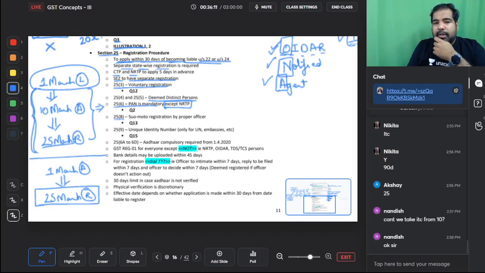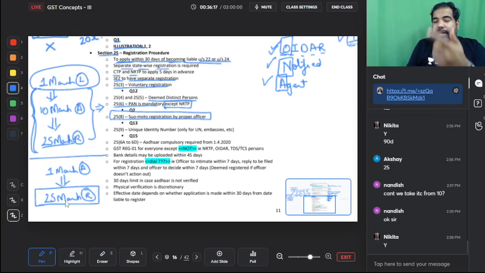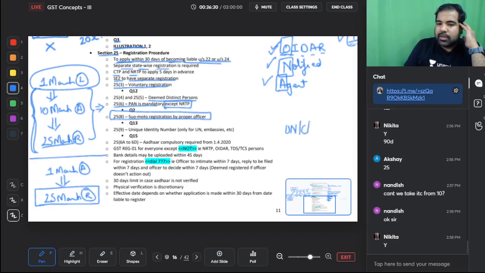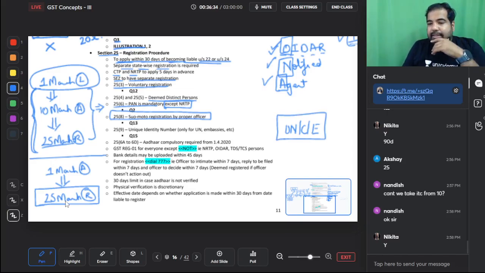Very important. Can the officer also register you? Yes, guys. If the officer feels you need registration and you're not registering, he can also give you registration. If you agree with it, confirm it. If you don't agree with it, you can appeal against it. And guys, there are UN offices, consulates and embassies in India. You will see in exemptions, today's exemption is healthcare services.